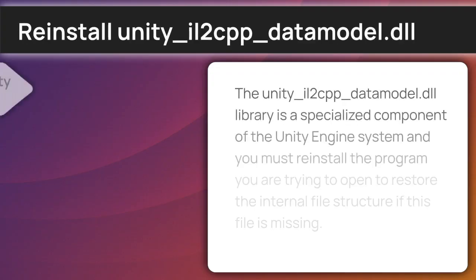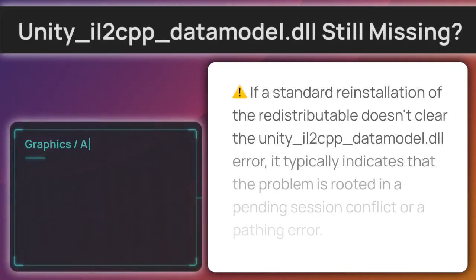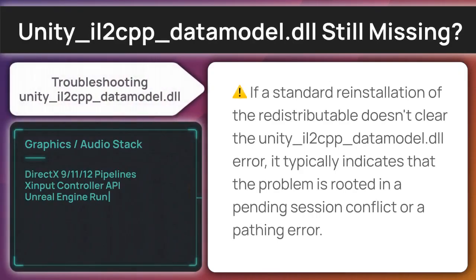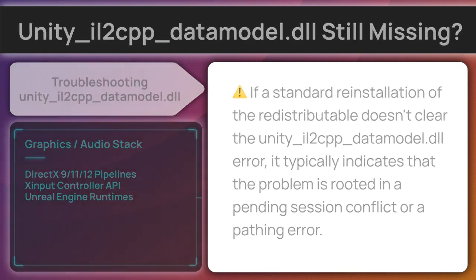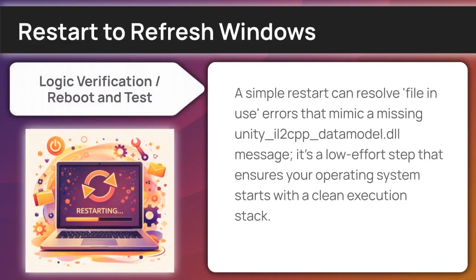The Unity IL2CPP Data Model DLL library is a specialized component of the Unity engine system, and you must reinstall the program you are trying to open to restore the internal file structure if this file is missing. In cases where the official installer remains ineffective, we must escalate to a manual review of your system's active runtime state. A full system restart ensures that no background processes are currently locking the Unity IL2CPP data model file. A fresh boot allows Windows to reinitialize its library map from a clean state.